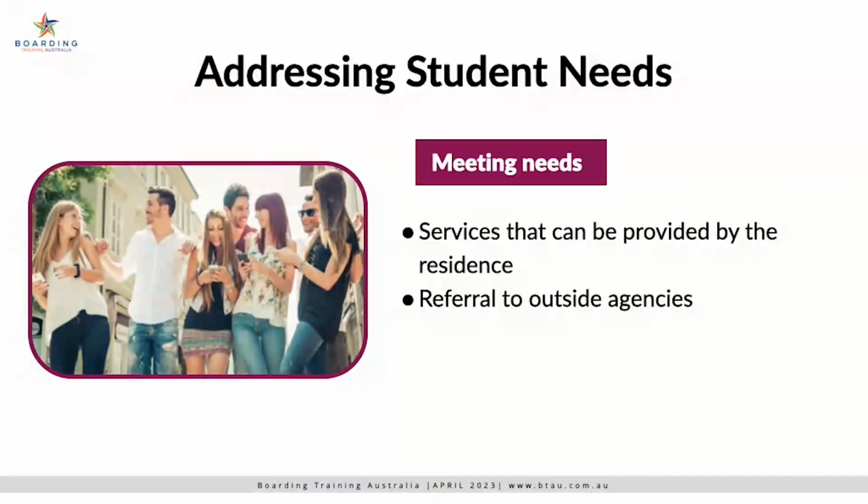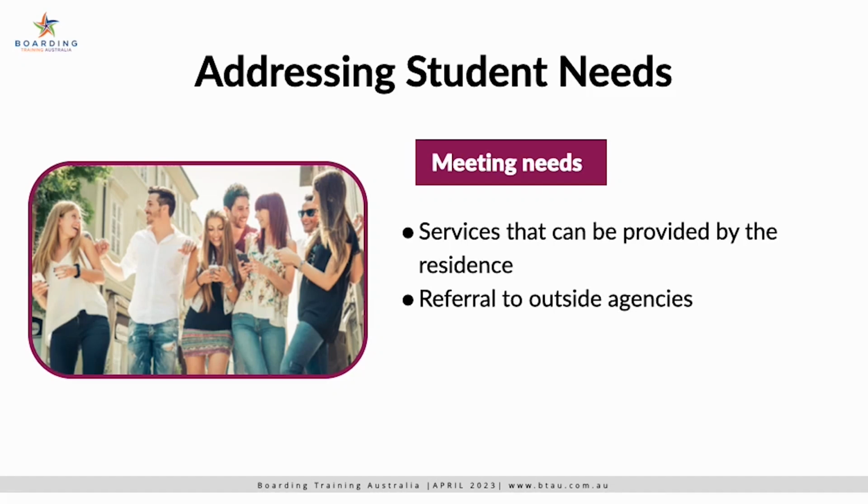But then we need to address these needs or meet these needs. And this can be done basically in 3 ways, I guess. You may be able to meet the needs of the student yourself. So if a student is homesick, or if they have some fairly basic need, you may be able to meet that need yourself as a boarding supervisor.